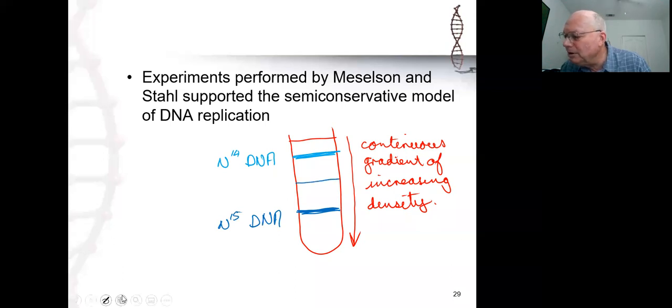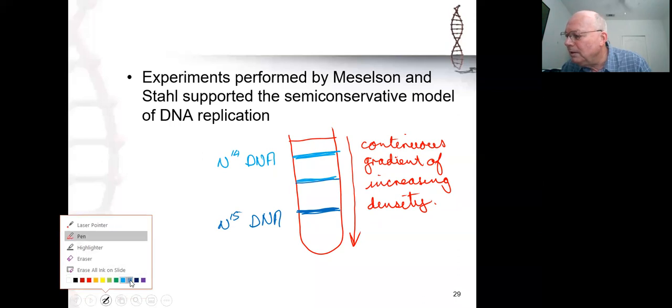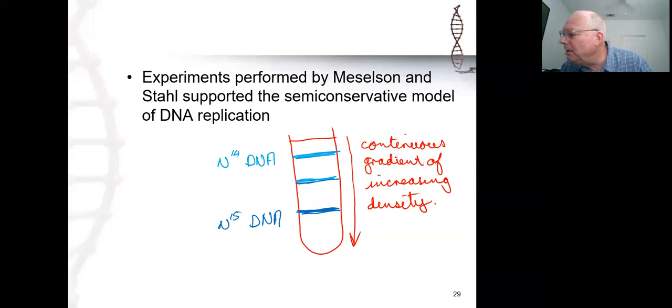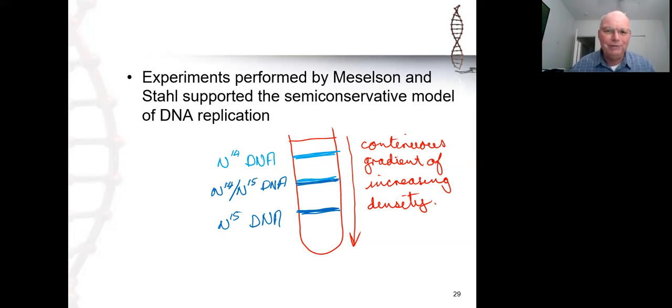And then somewhere in the middle there, you would get a band that contained N14 and 15 DNA. In other words, the DNA that was the product of DNA replication, where one of the strands was from the original parental DNA and the other strand was the product of DNA replication.